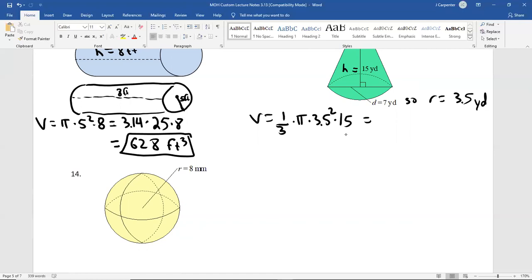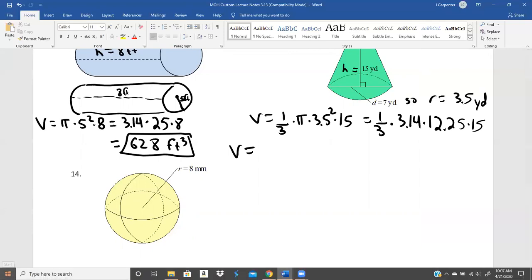Let's see, 3.5 squared is 12.25. So that's 1/3 times 3.14 times 12.25 times 15, and I'm not going to do any more math in my head. I could do the 1/3 of 15 and make that a 5, but the rest is going to be really ugly. So I'm just going to do this in a calculator all at once.